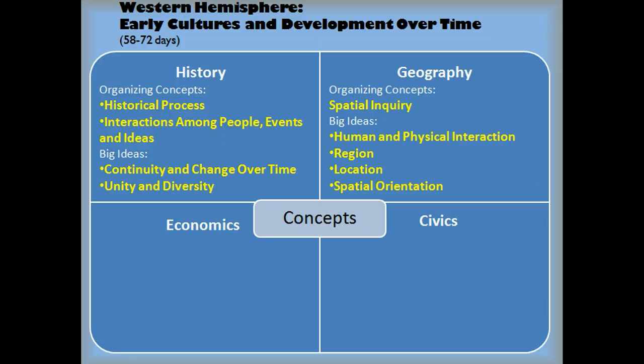The first unit of the year is Early Cultures and Development Over Time. This unit allows students to begin their studies of the Western Hemisphere through the lenses of history and geography. In history, the planning templates are organized using the concepts of historical process and the interactions among people, events, and ideas. In addition, history conceptual big ideas are present, those of continuity and change over time, and unity and diversity.